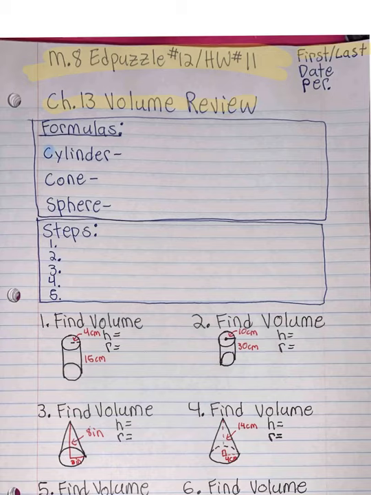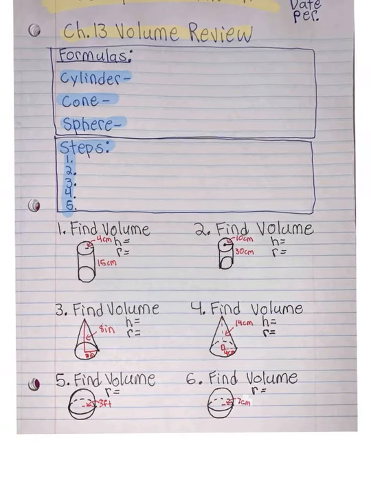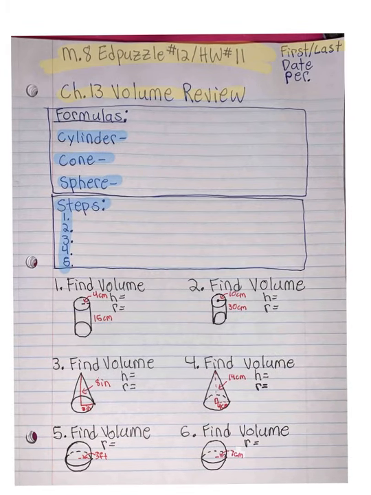And then we're going to go over finding volume of a cylinder, volume of a cone, volume of a sphere. Make sure you write down the steps and the formula for each one, just like you see on this template. And then also we're going to go over these 6 examples. So this is what your paper should look like when you turn it in to me for homework.